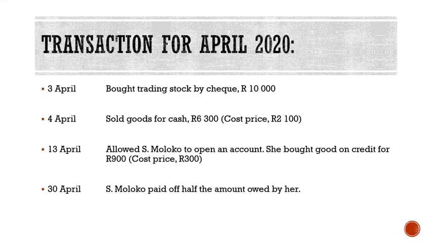On the 13th of April, we allowed Esmaloko to open an account. She bought goods on credit for 900 Rand. And the cost price of these goods was 300 Rand. Right, so this person bought stuff from us to the value of 900, but she did not pay yet. She owes us 900 Rand from 13 April. And then on the 30th of April, Esmaloko, the same debtor, paid half of the amount owed by her. So she owes us 900 Rand. She's settling half of that amount, which will be 450 Rand.